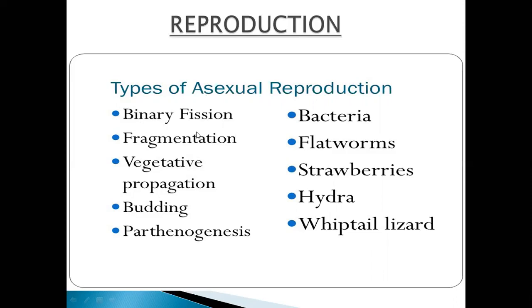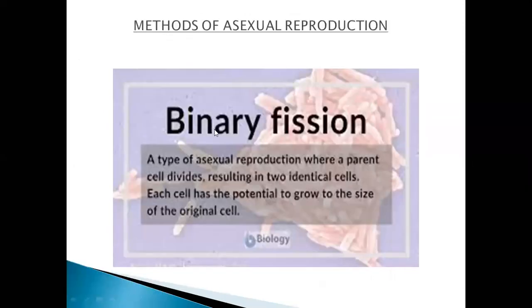Today we are going to discuss binary fission and fragmentation. So let's come to binary fission. What is binary fission? Binary means two and fission means breakdown, right? So when one cell is divided or breaks into two cells, it is called binary fission. It is a type of asexual reproduction where the parent cell divides, resulting in two identical cells.